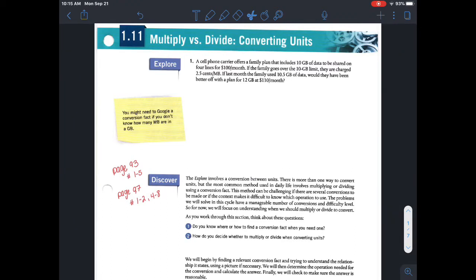So we are on 1.11, converting units. We've already done some of this in previous units. Now we're just having a specific section to iron out any issues, problems, or questions that you have about converting units. The book goes with the hard, long way, in my opinion, first, and then shows you the easier way at the end. So bear with me as we go through this. It gets brutal before it gets better.